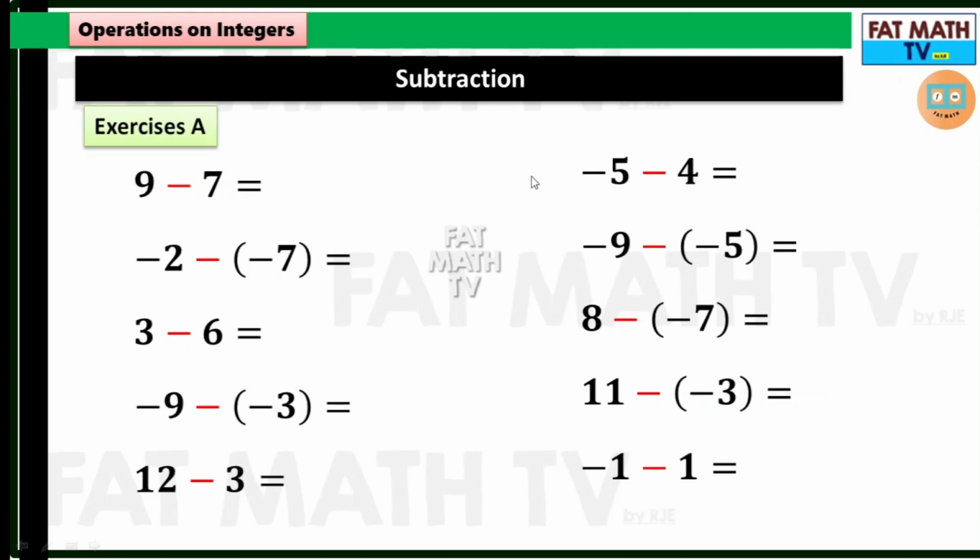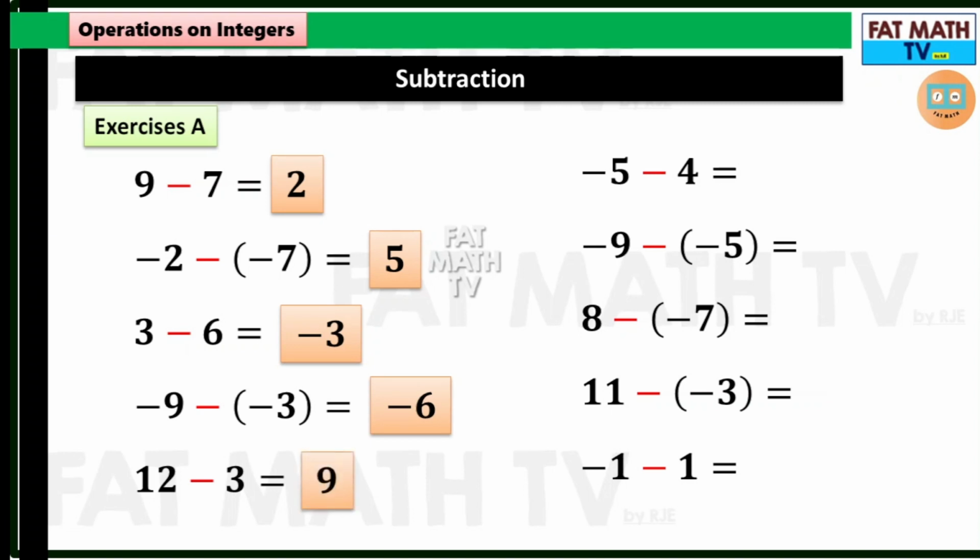So if you follow the rules, okay, what are you going to get here? Okay, pause the video and answer on your paper and check your answer afterwards. 9 minus 7 is 2. Negative 2 minus negative 7 is going to be negative 2 plus 7, that is 5. 3 minus 6 is going to be 3 plus negative 6, that's negative 3. Negative 9 minus negative 3 is going to be negative 9 plus positive 3, that is negative 6.